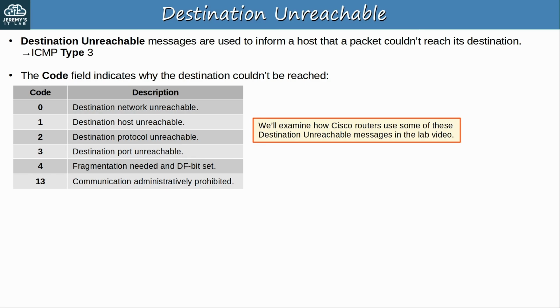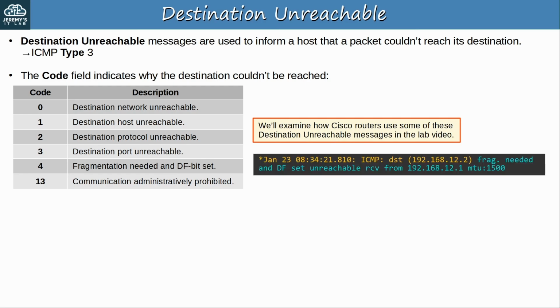I already mentioned one of these in the MTU video. That is code 4, fragmentation needed and DF bit set. If a router needs to fragment a packet, but can't because of the DF bit, it will send a message like this. Notice at the end it states the MTU of the link, 1500, so the host can send smaller packets that fit within the specified MTU.